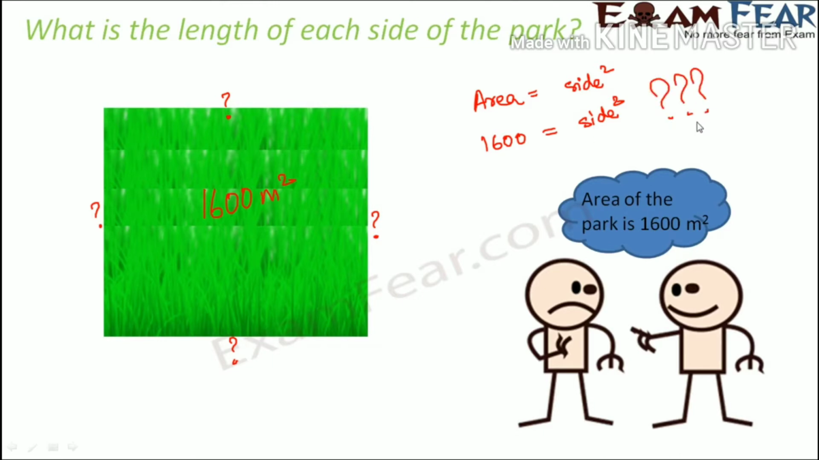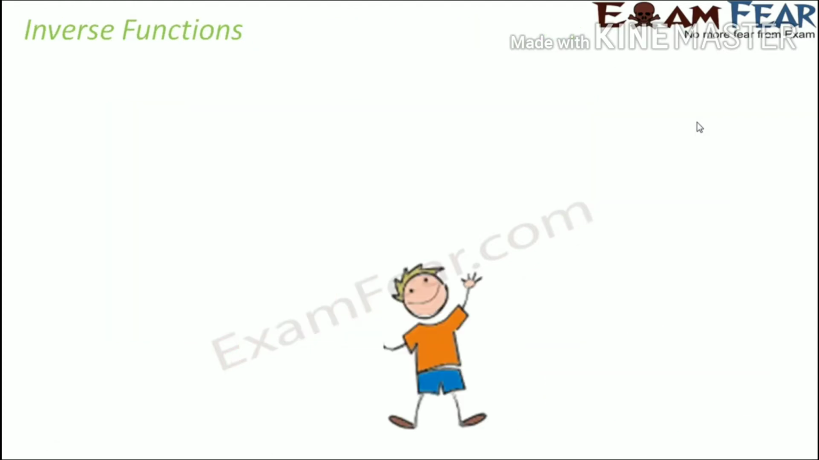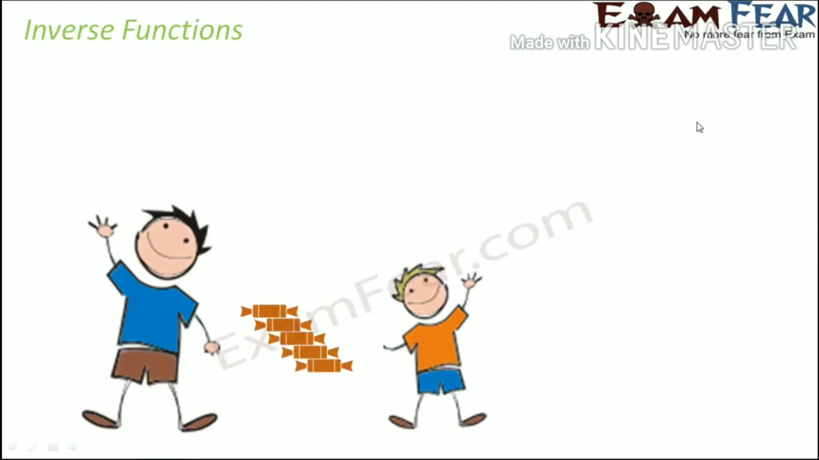So this becomes difficult, because you really do not know what to do. You know that square of the side is equal to 1600, but how much exactly is the value of the side? How will you find that? So that is where we make use of square root. So here we are going to introduce you to inverse functions. Now this is not a new thing. You know this, you have learned about this, but it is just that we are making it more official now.